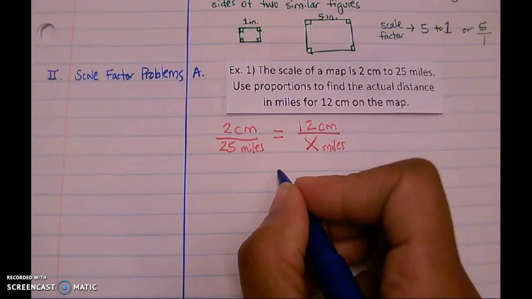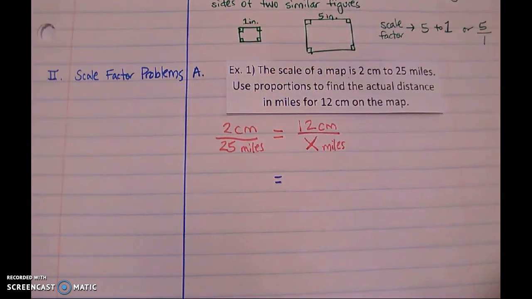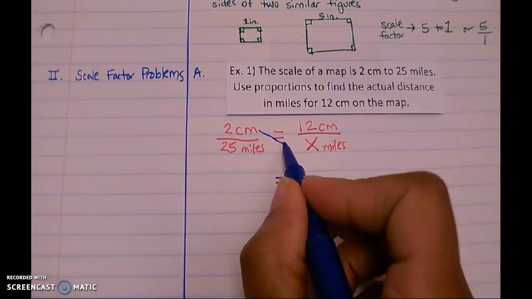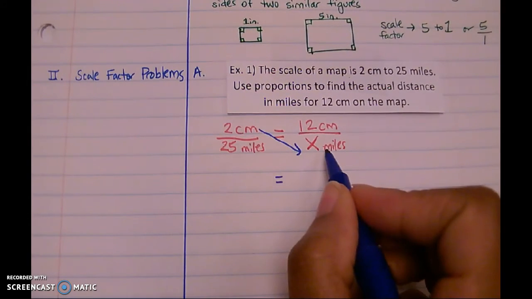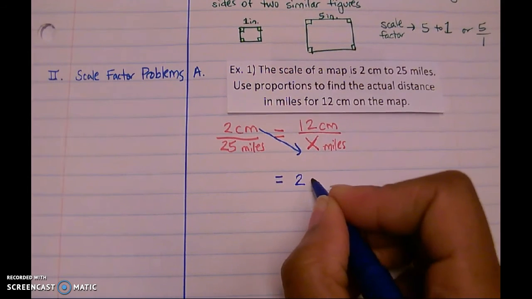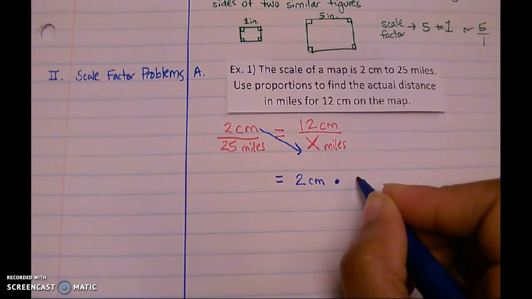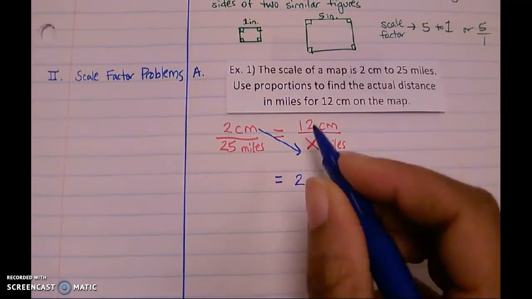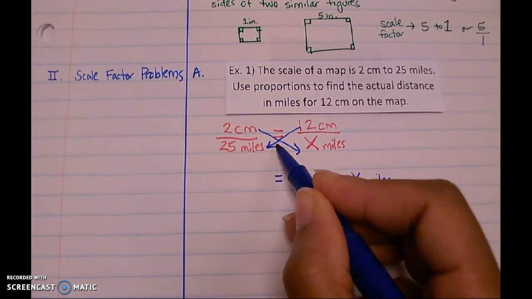You're going to go ahead and bring down your equal sign. Okay. Then you're going to use the butterfly method, crisscross. So I'm going to draw an arrow from 2 centimeters to x miles, and I'm going to write that down here. 2 centimeters times x miles. Okay, because we're multiplying. Same thing on this side.